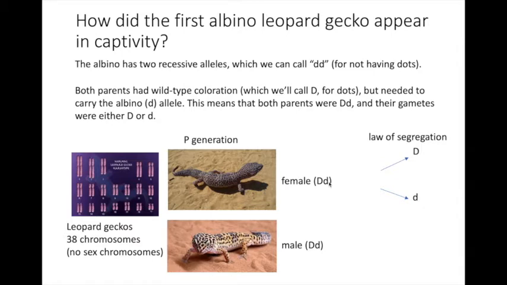When meiosis happens and these alleles separate, some of her egg cells contained a big D, some of her egg cells contained a small d. The male, some of his sperm cells contained a big D, some of his sperm cells contained a small d. This was the process in order to make those sex cells, which would come together. So one chromosome carrying either one of these alleles would come together with a gamete that had one of these chromosomes, so the chromosomes could pair up, because leopard geckos are a diploid organism.